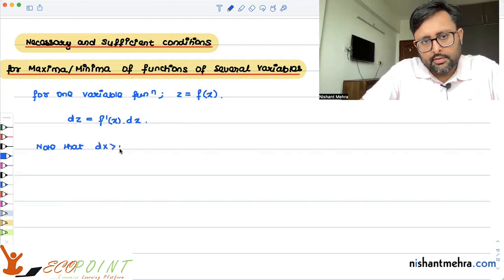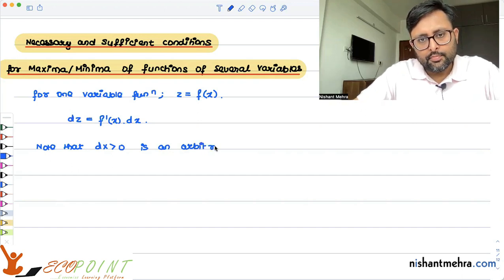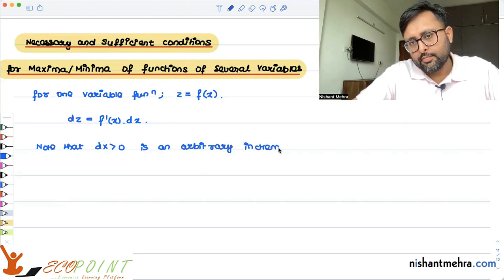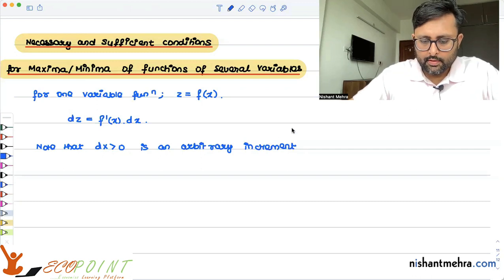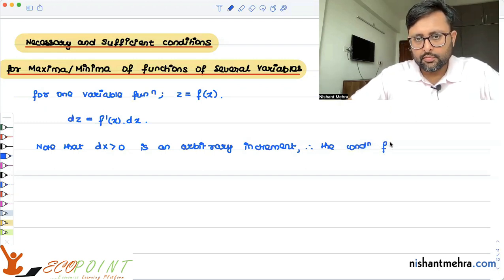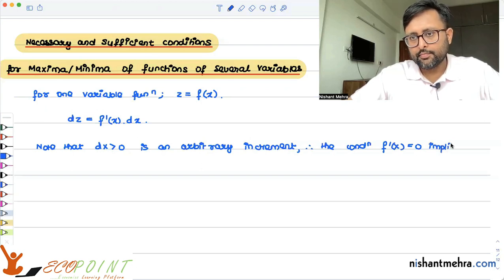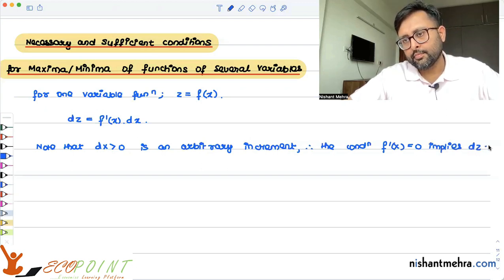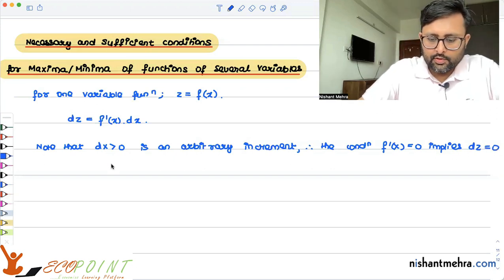dx is greater than 0, an arbitrary increment. Therefore, the condition f dash x equals 0, right, implies dz equals 0, right?